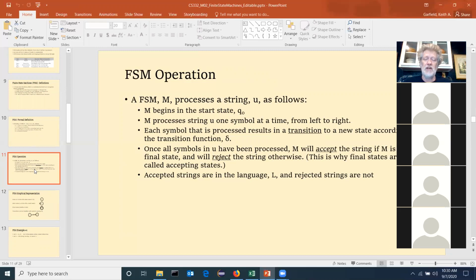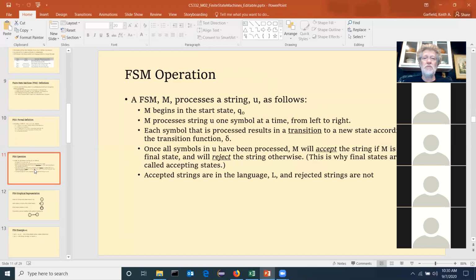And the way you process it is you say, okay, I'm in Q0 and I just saw A. What does the transition function tell me to do? And it's going to tell you to go to a new state. So you're transitioning to a new state. And you keep doing that until you run out of symbols in U. So you keep processing U from left to right, and then look where you are. What state are you in? If you are in one of the final states, you accept the string. And if you are not, then you reject the string.